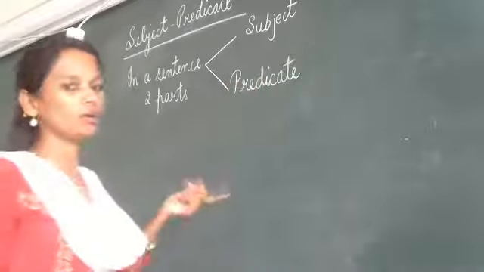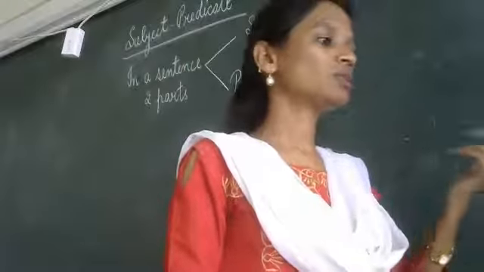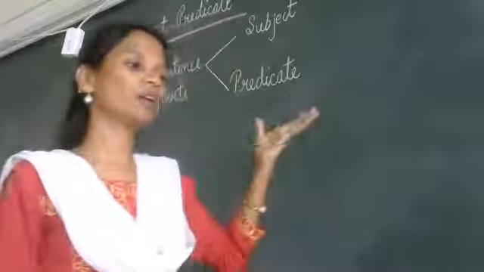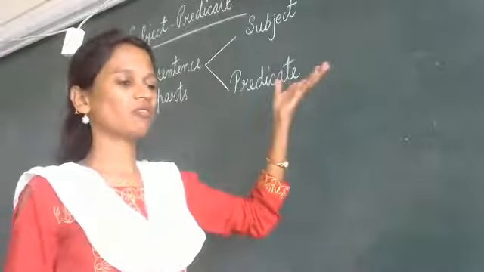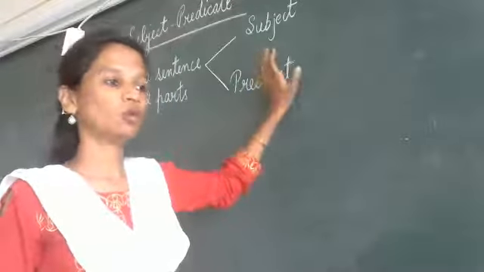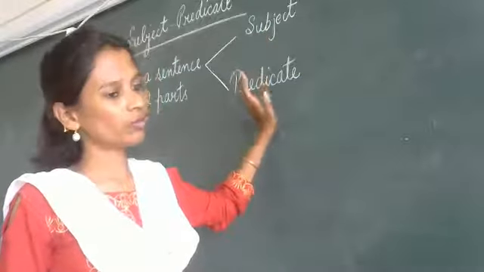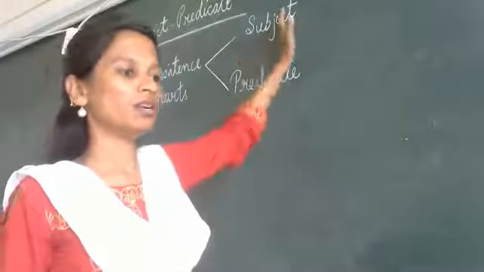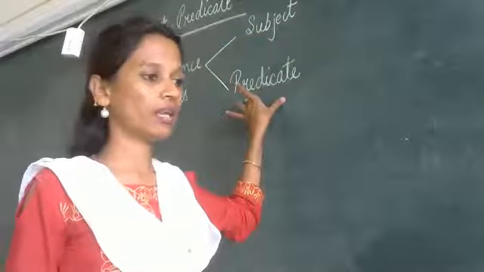If I ask you next time how many types a sentence has, a sentence is divided into two types. You'll say two types. A sentence is divided into a subject and a predicate.